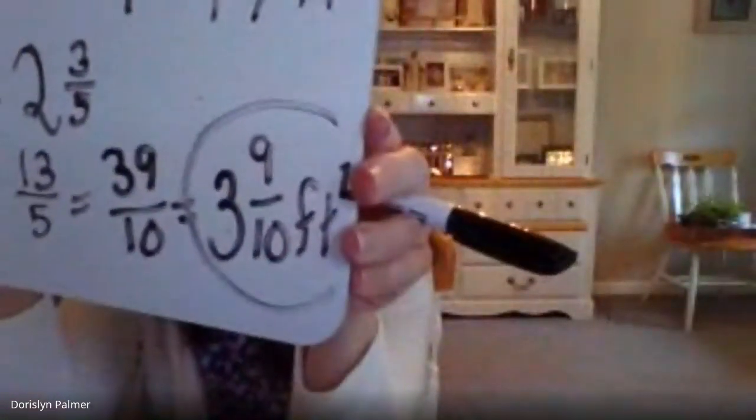One more step. How many times does 10 go into 39? 3. Good. With how many left over? 9 remaining. So we do 10s. 3 and 9 tenths of one tile. Good. 3 9/10 square feet is the area of one tile. Good work.